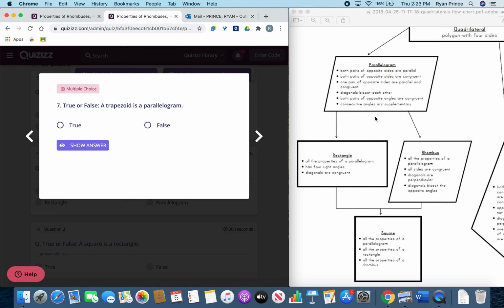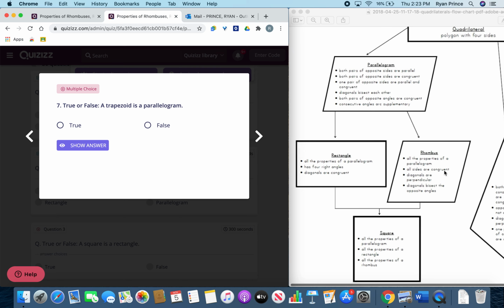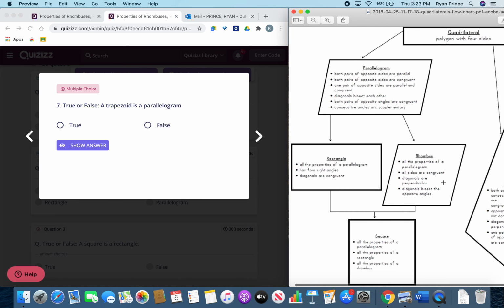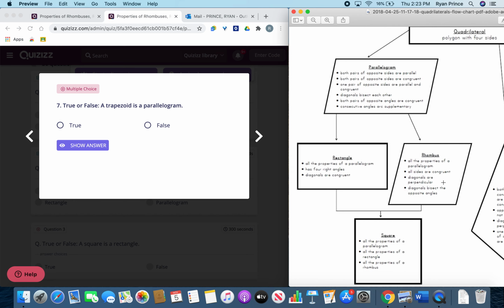Trapezoid is a parallelogram. There is no trapezoid under parallelogram. If I scroll over, can't really get over there right now. But anyway, you should know trapezoid's all the way over by itself. It's its own little category for quadrilaterals. It is not a parallelogram. So it is false.